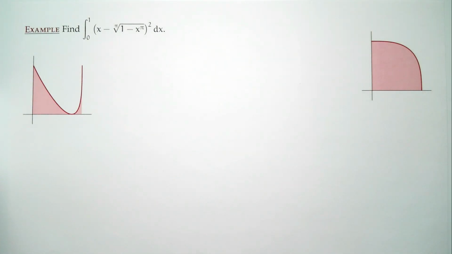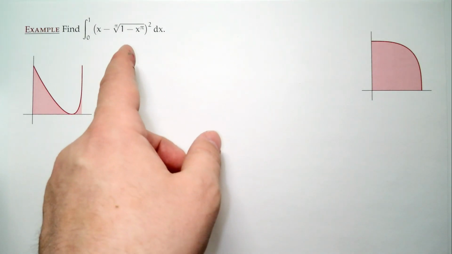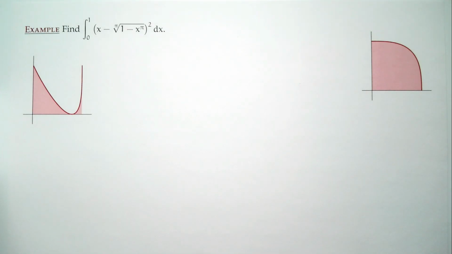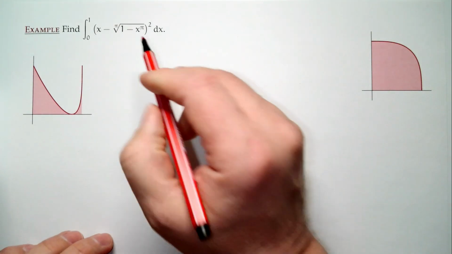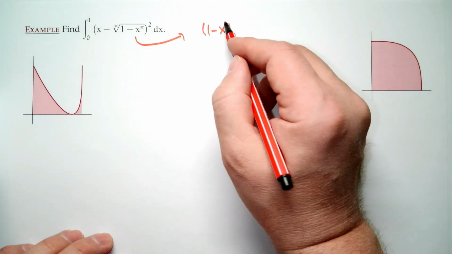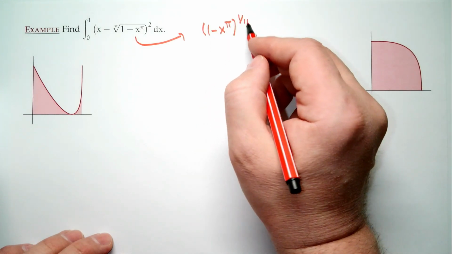Find the integral 0 to 1 of x minus the pith root of 1 minus x to the pi quantity squared dx. Now, if you're wondering, is that a typo? Did you really mean to write the pith root? And the answer is yes. I really did mean to write the pith root. It's not a square root. Another way to write that, if you don't like that notation, you can write that last piece as 1 minus x to the pi raised to the power of 1 over pi.